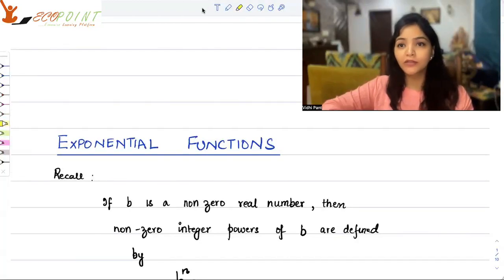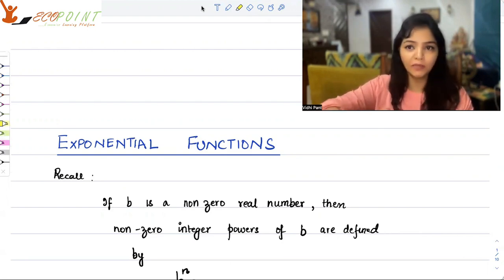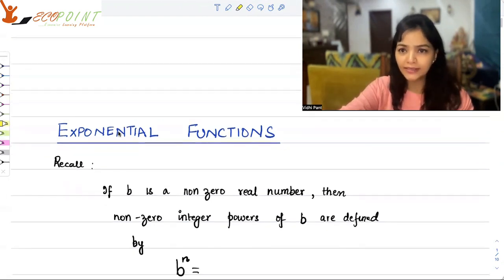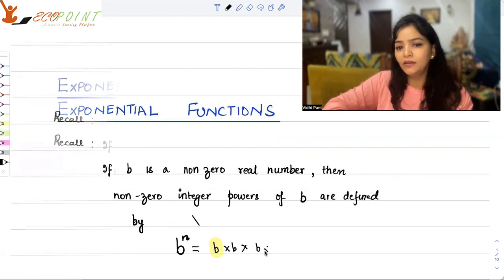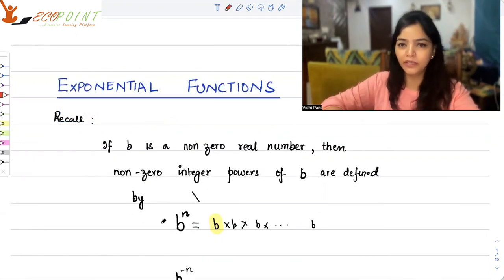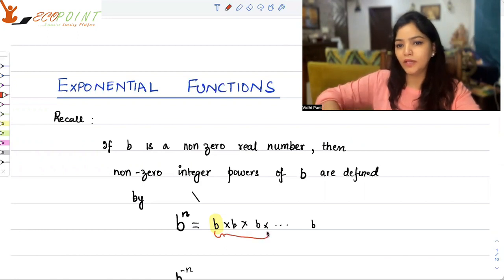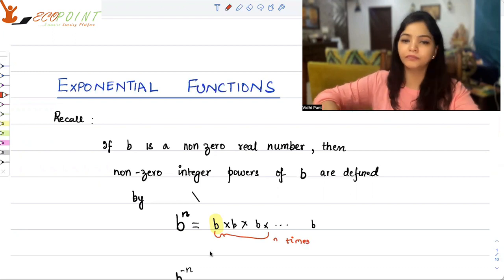Today I shall be talking about exponential functions. First recall, if b is a non-zero real number, then non-zero integer powers of b are defined by b to the power n, say, which would essentially mean that I am multiplying b by itself n number of times. So how many times have I multiplied b? N number of times. N times, right?